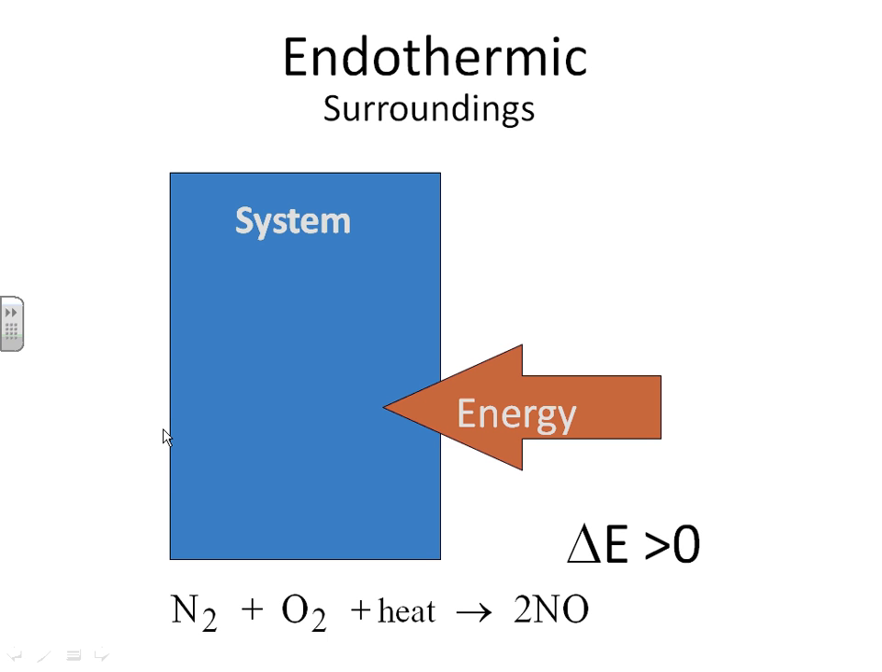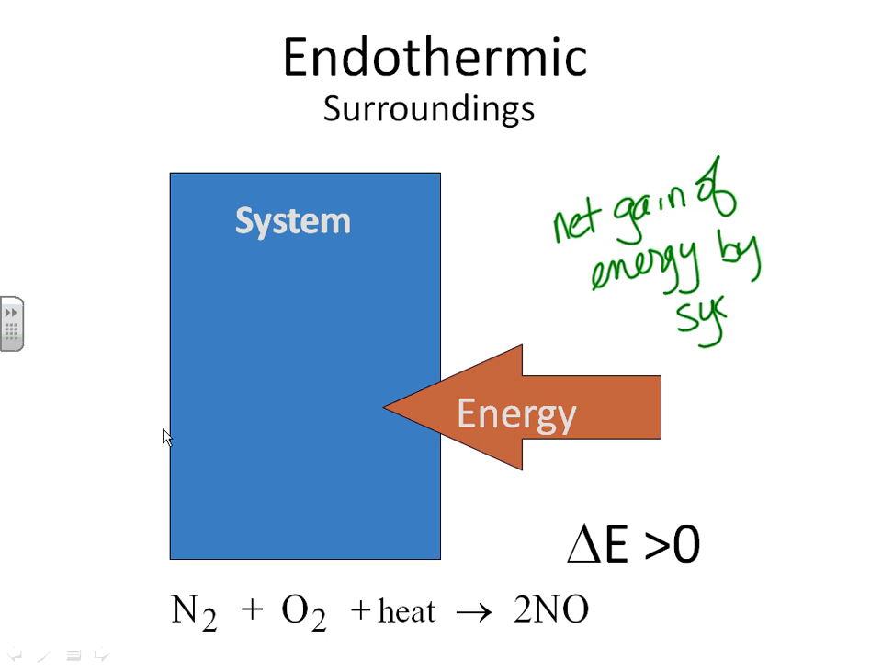So in an endothermic reaction or process, I don't want to use the term reaction because this is broadly speaking, it doesn't have to be chemistry. Energy goes from the surroundings into the system. So what we have is a net gain of energy by the system. The system took in energy from the surroundings in either the form of heat or work, and therefore delta E is positive, showing a gain in net energy by the system.